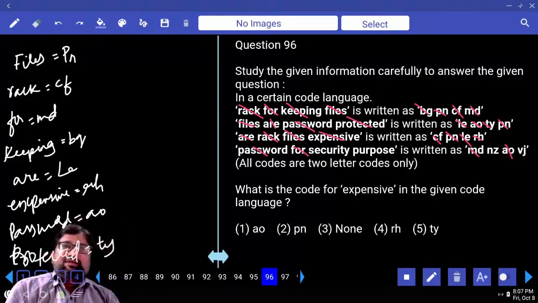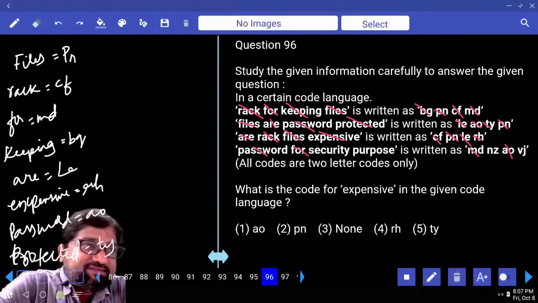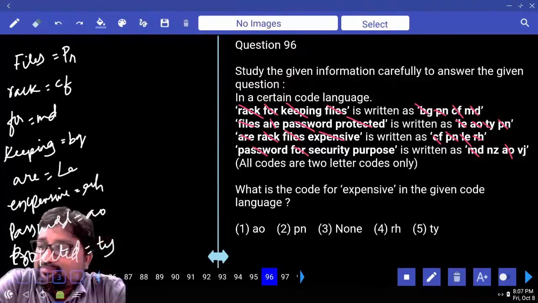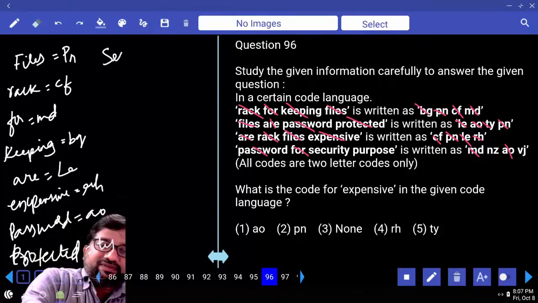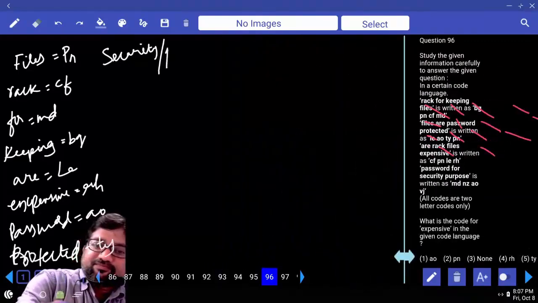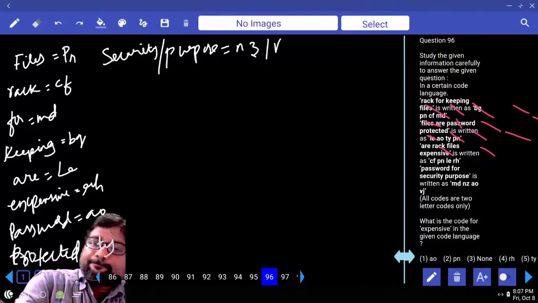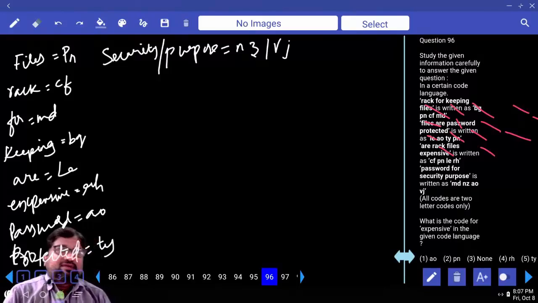Okay? Yes. Let's go to the last one; here we have a problem. What is it? Security and purpose. It can be either NZ or VJ. There is no other possibility for security or purpose: NZ or VJ. Understood everyone? Yes or no? Okay, very good.